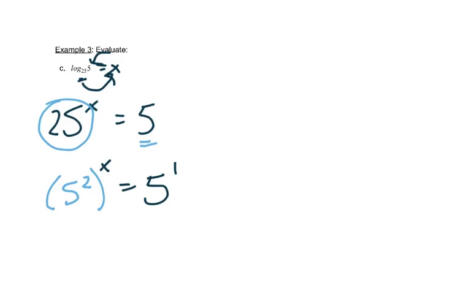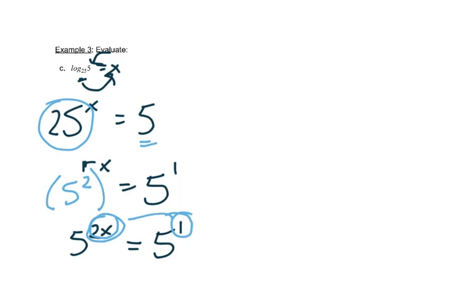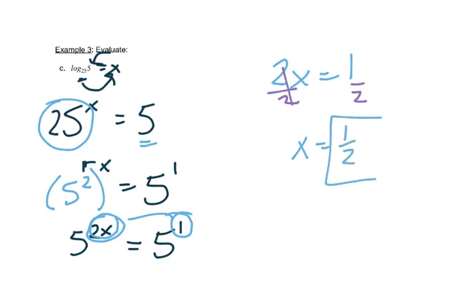So here we have to remember that when we have exponents, we multiply them. So we get 5 to the 2x equals 5 to the 1. And that means that this exponent, 2x, has to be the same as that 1 because the 5's are the same. So we can write another little equation off to the side. 2x has to equal 1. We can divide both sides by 2, and we get x is equal to 1/2. So 1/2 is our answer.